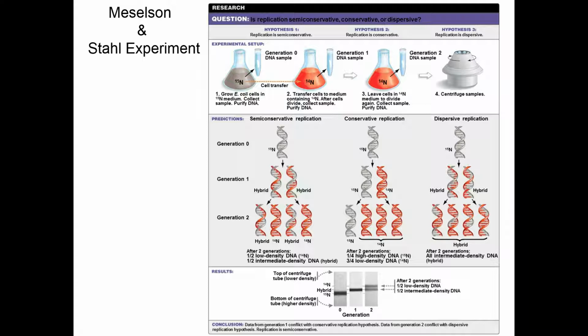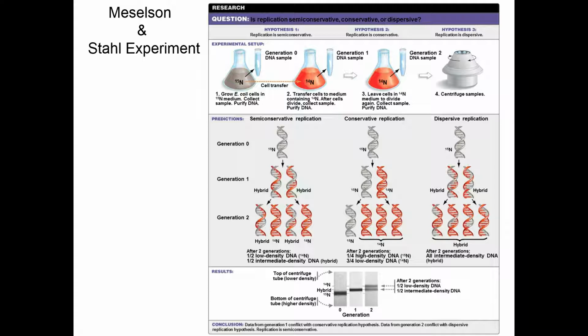And then they took all these DNA samples and centrifuged them. At the end of this centrifugation process, they looked at where the DNA ended up in the tube. Here you would expect, since nitrogen-15 is a heavier isotope, it's going to be heavier and fall to the bottom of the tube. If nitrogen-14 is lighter, it should be more towards the top of the centrifuge. And if you have a mixture of nitrogen-15 and nitrogen-14, then it's going to be somewhere in between those two.